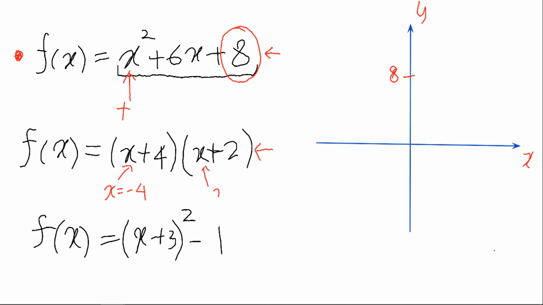And also if x is -2, it will be cutting the x-axis. It will be on the x-axis. The y value will be 0. So I know that when x is -4 and -2, my parabola has to cross the x-axis.